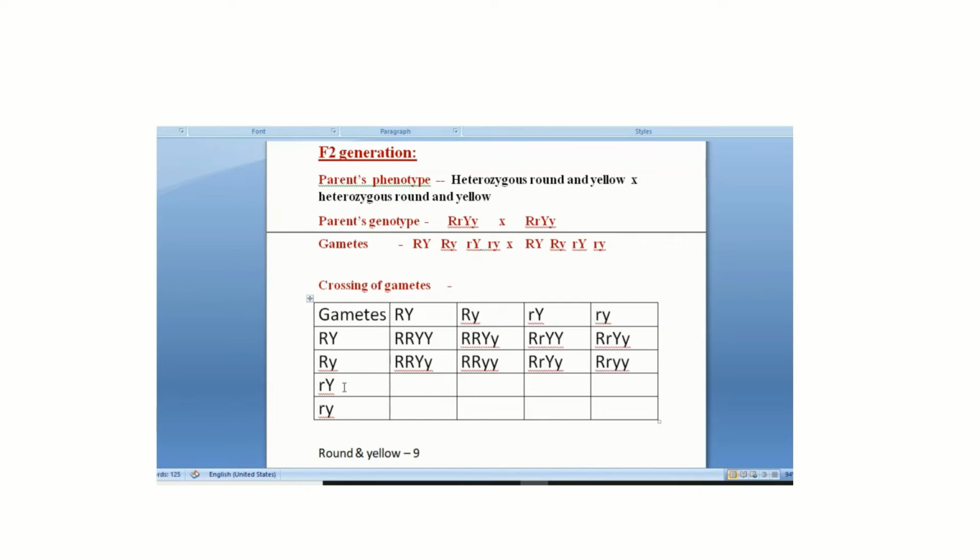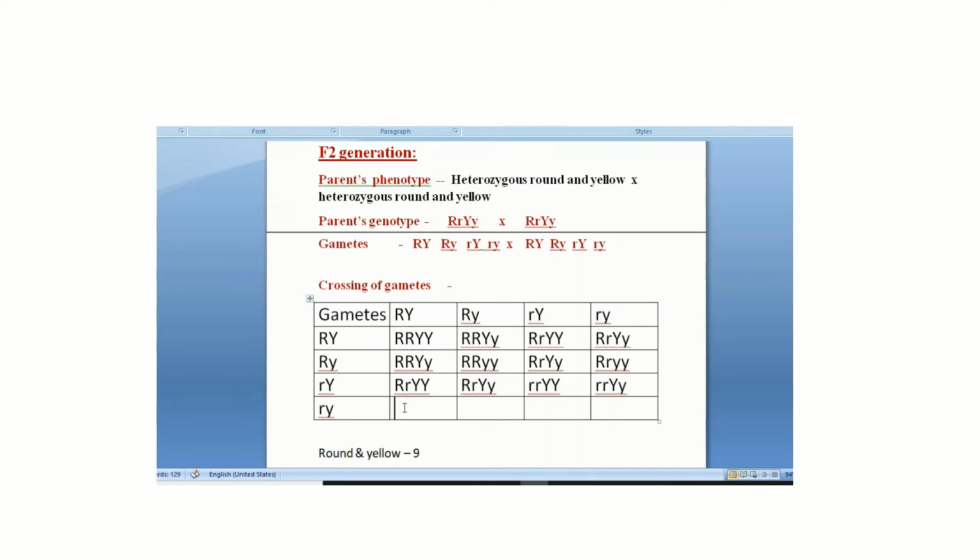Now the third line with this wrinkled one. So we'll get capital R, small r, capital Y, capital Y. I'm just crossing this third gamete with all these four. So now when I cross them, you can see this small r capital Y with capital R small y. So here capital R small r, capital Y small y. Third one small r, capital Y, capital Y. Here also small r, capital Y, small y.